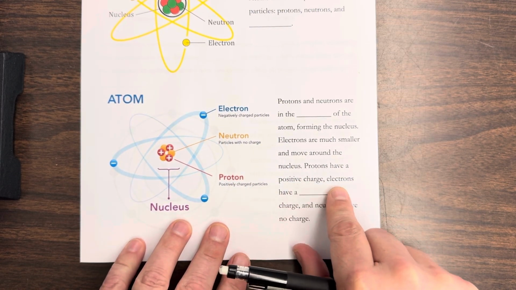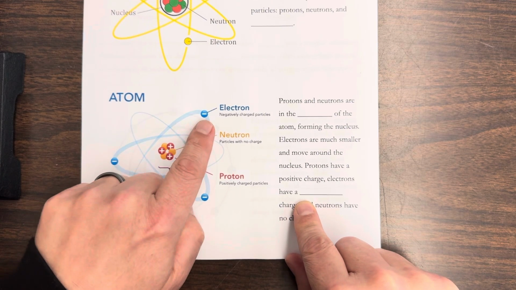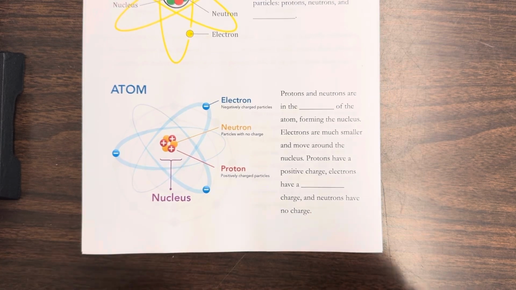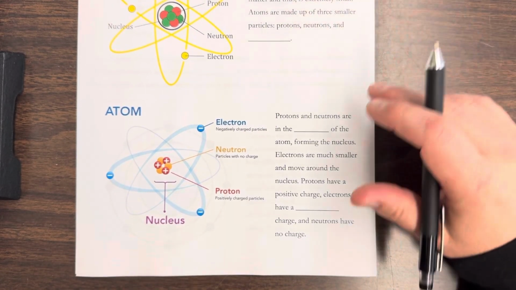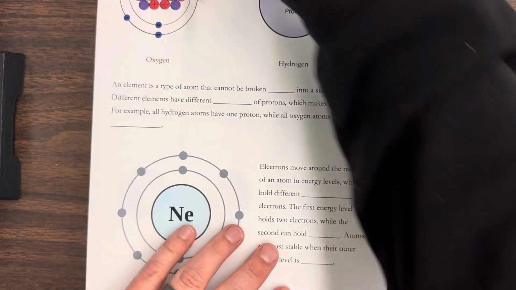Protons have a positive charge. Electrons have a negative charge. And neutrons have no charge. So when we talk about charges, we're talking about magnetic charges, right? Think of like a magnet that has a positive and negative end. Same idea. All right.